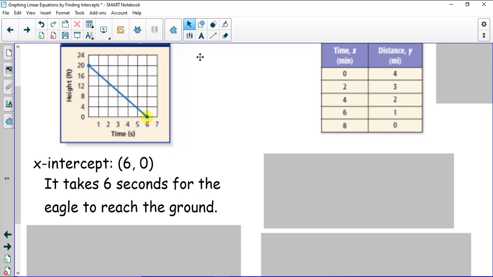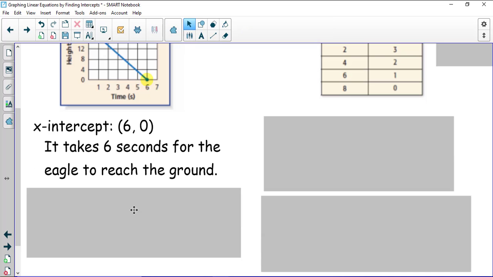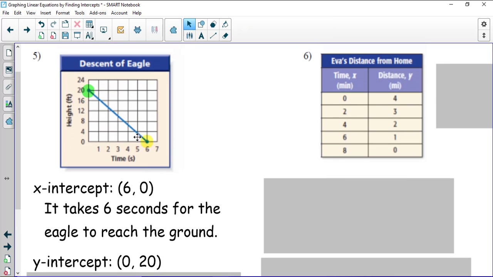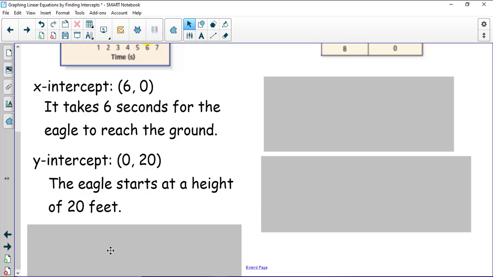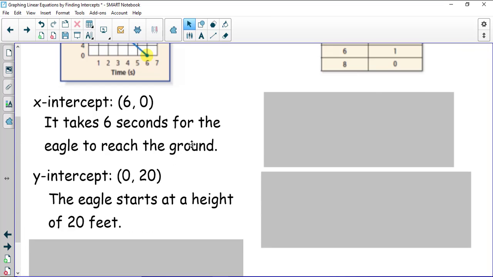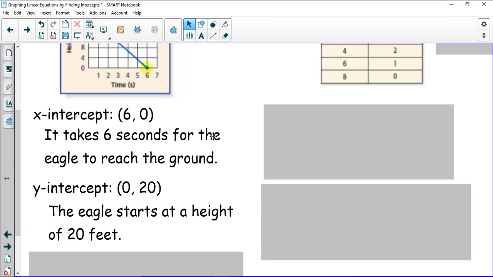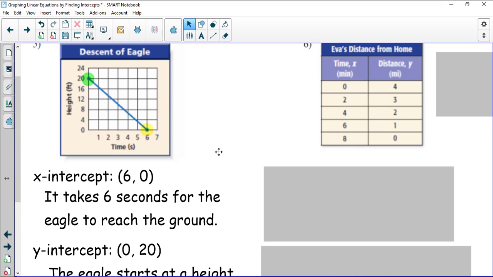Our y-intercept is where our graph intersects the y-axis, so I'll highlight that in green. That's going to be at (0, 20). So that means in 0 seconds, the height of the eagle is 20 feet. So what I wrote in words for this one is that the eagle starts at a height of 20 feet. Often your y-intercept is going to represent a starting value or starting location. In this case, it's the height that the eagle starts at before it descends.